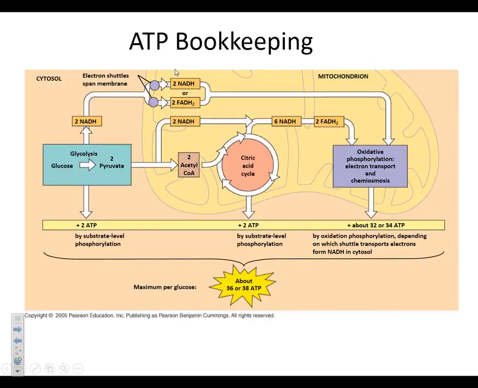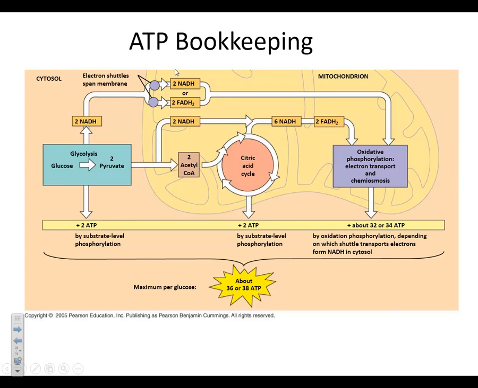All right. So ATP bookkeeping. How many ATP for glycolysis? 2. How many ATP for citric acid cycle? 2. How many ATP for electron transport chain? Tons. 30 odd, yeah?